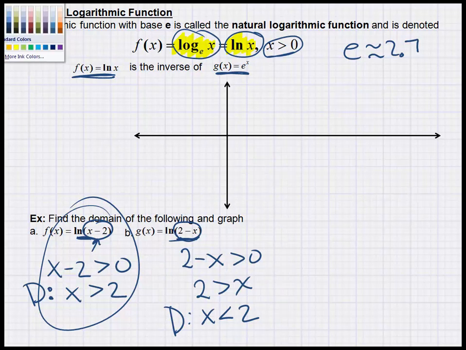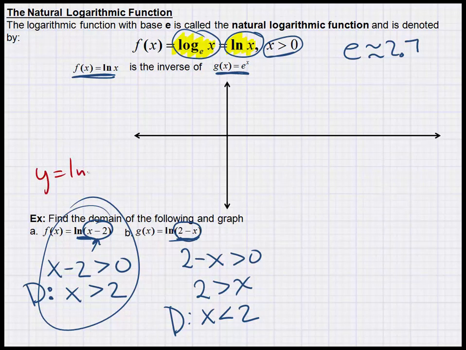So if I draw this first one, let me change my color up. Alright, if I'm going to draw this first logarithm, y equals natural log of x minus 2, I should take my basic logarithm, which looks like this. I shouldn't have erased the last one. And if I have a minus 2 inside the logarithm, I should move it 2 units to the right. So now it's going to be here.